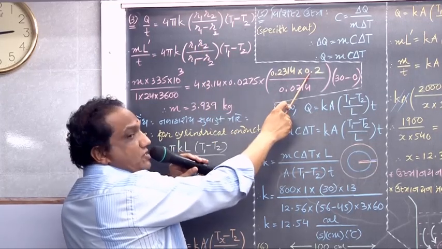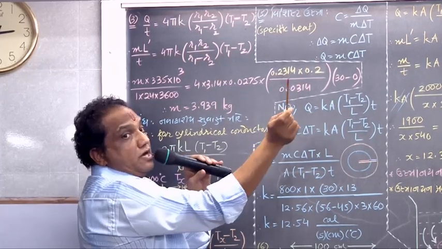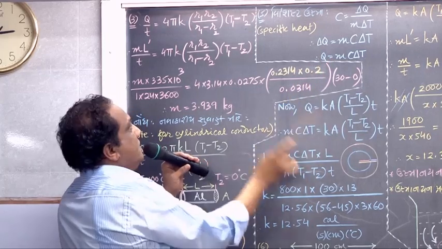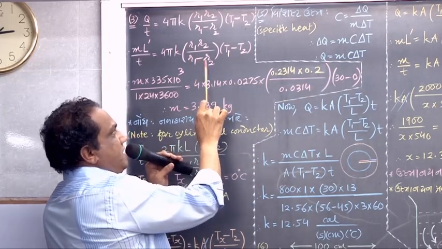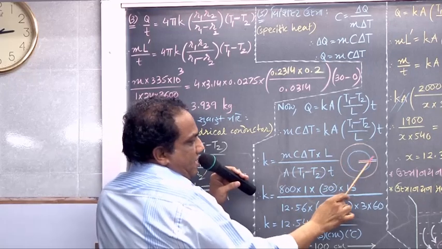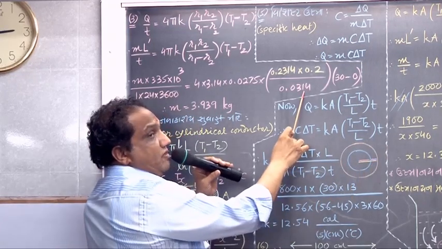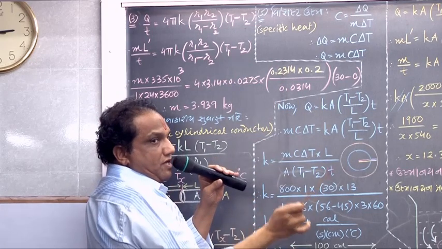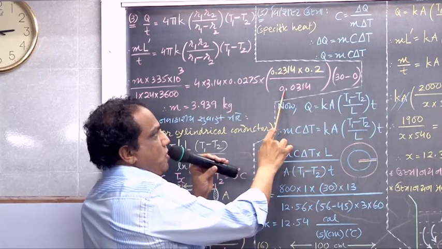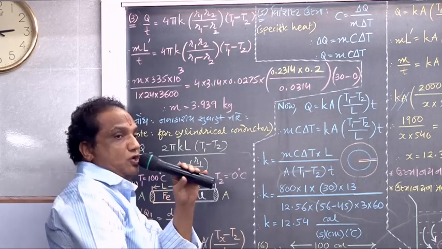20 centimeters, so 20 upon 100. Outer radius minus inner radius will give you thickness. You are given thickness 3.14 centimeter, so 3.14 upon 100. What is it? 0.0314.